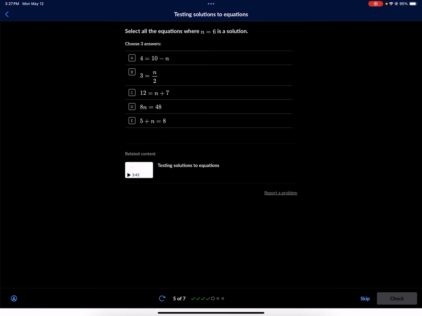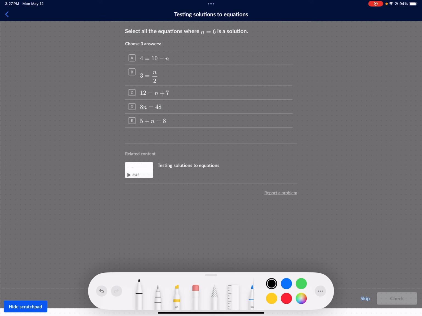Okay, select all the equations where n equals 6 is the solution. So let's do rapid fire. We have 10 minus 6, right, because of this, and that's equal to 4. So A is right, good.